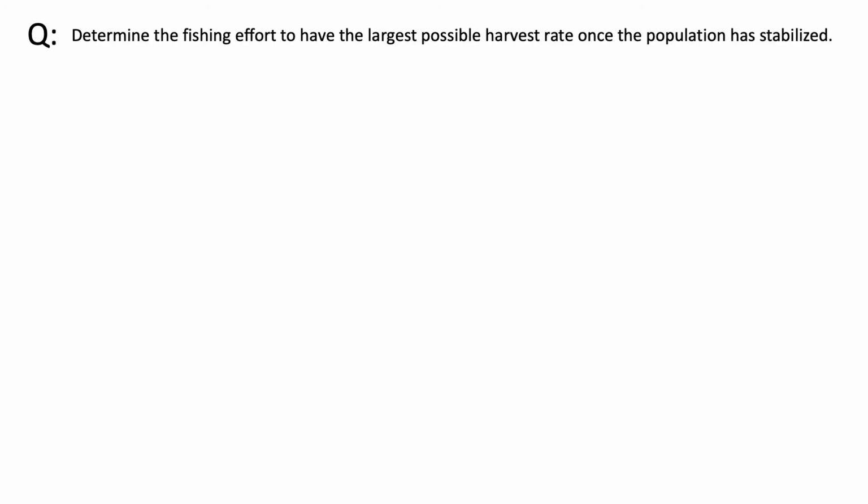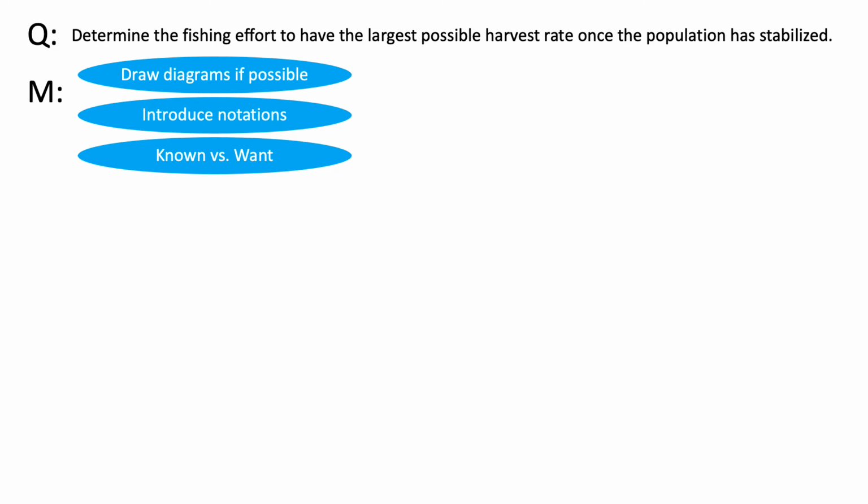The first step, Q, clarify the question. The question is: determine the fishing effort to have the largest possible harvest rate once the population has stabilized. The second step, M, make a math model. There are 3 sub-steps that you may want to take: draw diagrams if possible, introduce notations, and distinguish known from want. In our case, it's a bit difficult to draw diagrams, and the notations are all introduced. So let's distinguish known from want.